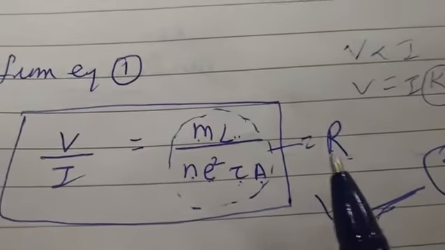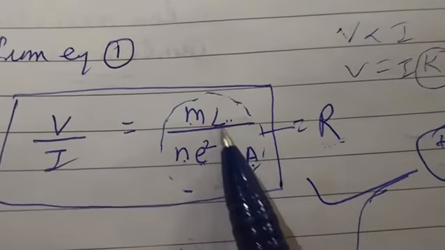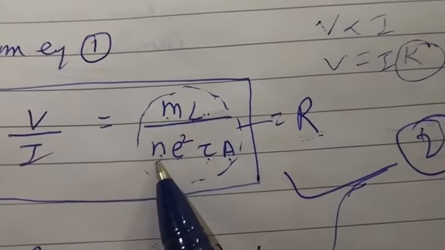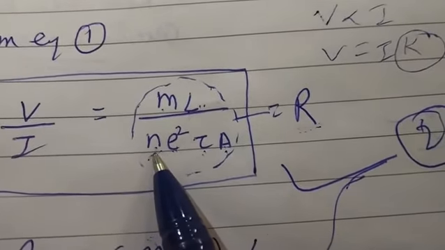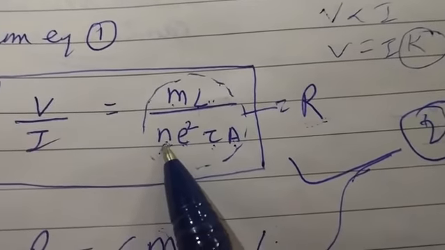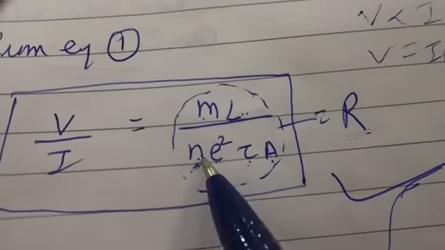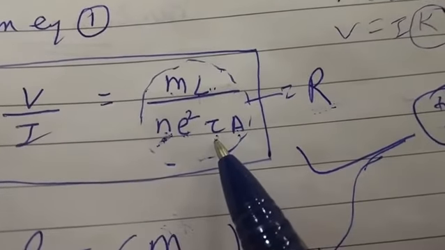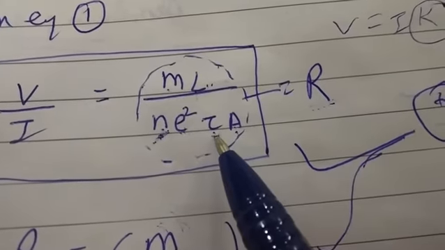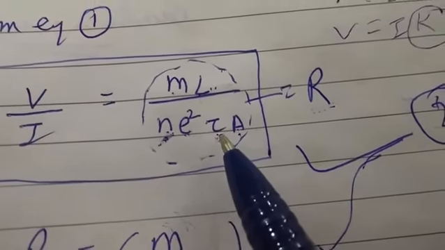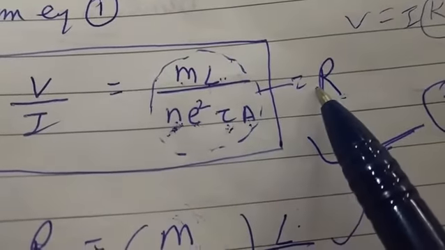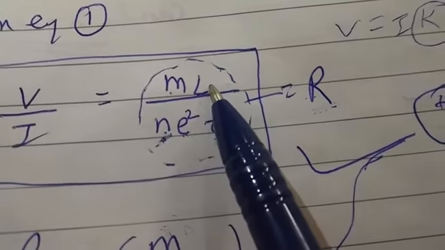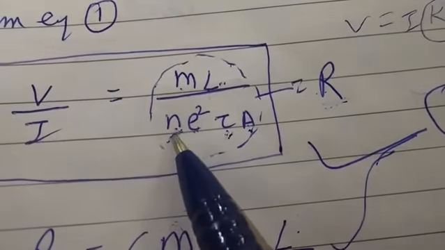So R depends upon the length of the conductor, area of cross section, and electron density. Electron density is different for different materials or conductors, so it depends upon the nature of the material. Then it depends upon tau, and tau depends upon temperature. So resistance depends upon temperature, area of cross section, length, and nature of the material.